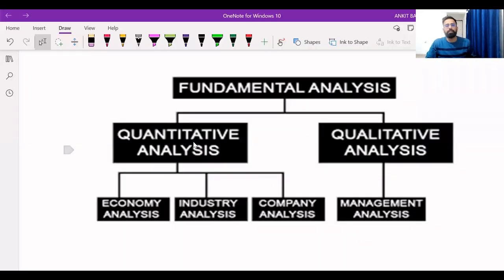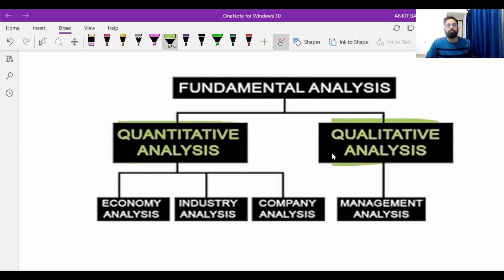Hello learners, right now we will be discussing the steps to be performed for fundamental analysis. Generally we have to perform two steps for fundamental analysis, or you can see fundamental analysis can be divided into two categories. First category is quantitative analysis and second category is qualitative analysis.